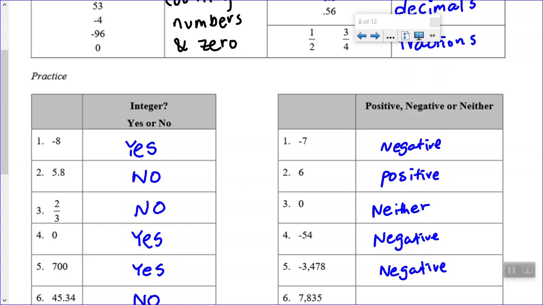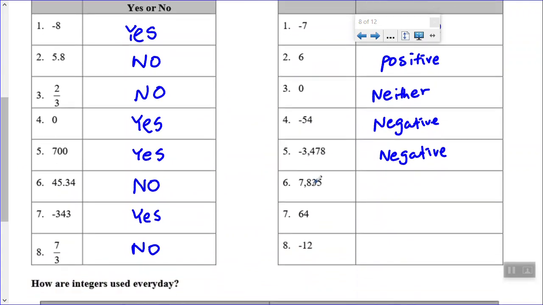Now you have 7,835, you don't see any sign, that means it's positive. 64 is positive. -12 is negative.